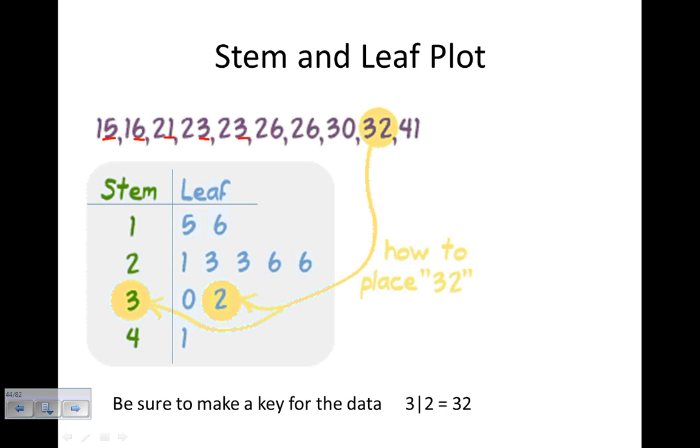So this was already in ascending order. So as I start, I can have my stems be my 1, 2, 3, and 4. And my leaves here would be 5, 6 with the 1. And with the 2, you can go 1, 3, 3, 6, 6. So here my key for the data. If I have 3 line 2, it's 32. But here you can see that this data is roughly symmetric, possibly skewed a little bit to the right.